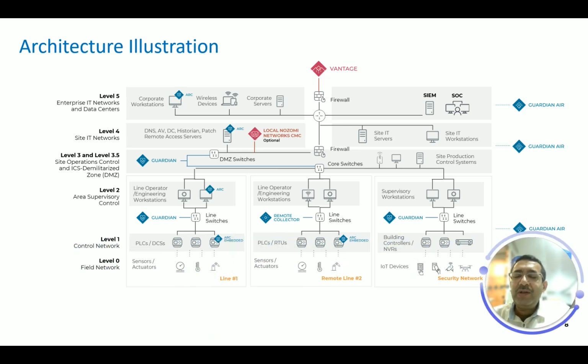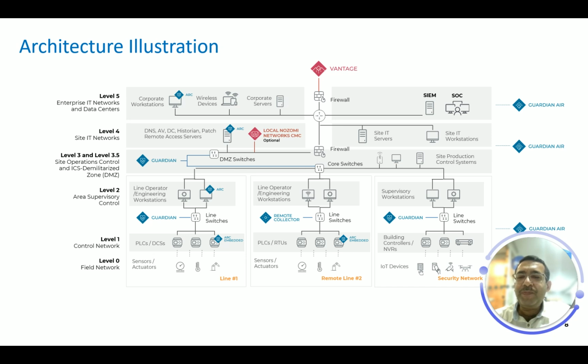OT security works on the Purdue model, which evolved from 1990 onwards. It talks about different layers from level 0 to level 5. You can see level 0 has the sensors and actuators. From there it moves towards PLCs and DCS. From there it goes to the line operator and engineering workstation, and from there to the higher security layers, 3.5, 4, and 5. That is how it has been positioned.